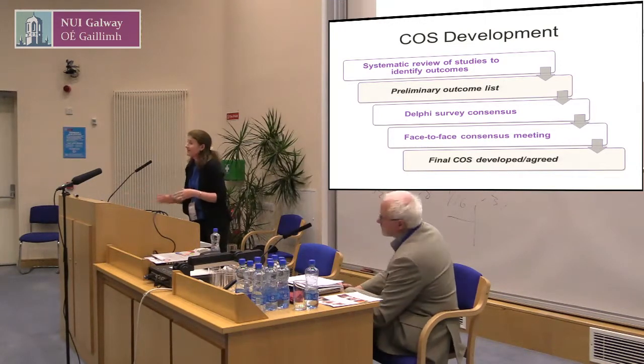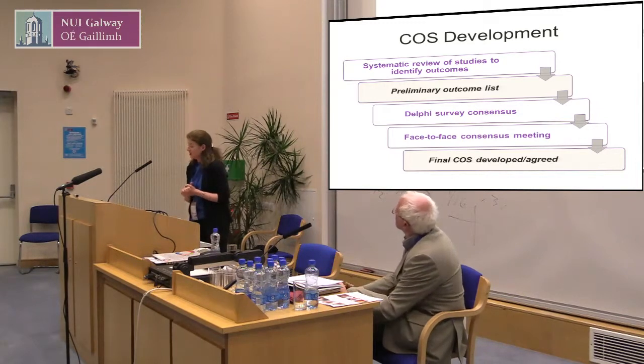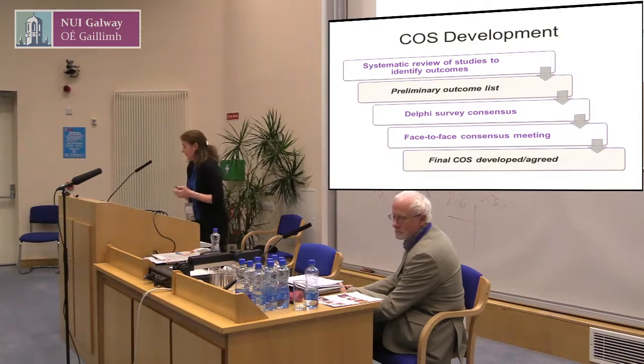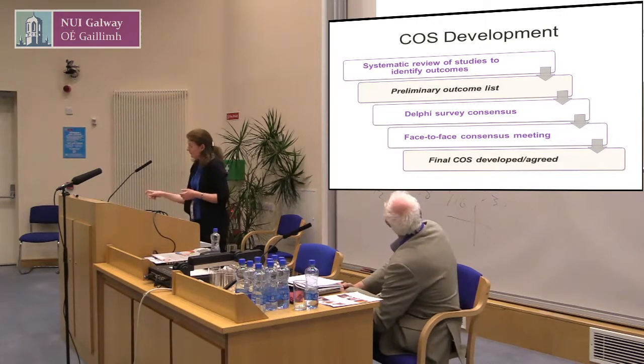This would be the standard approach I would be very familiar with, where you do a systematic review initially to identify the outcomes from all of the studies that have been done in this area. I would use the example of preterm birth. I do my systematic review, I find all the outcomes, I could end up with 100 across these different trials. I use that to form a preliminary list, and I feed that into a Delphi consensus survey.